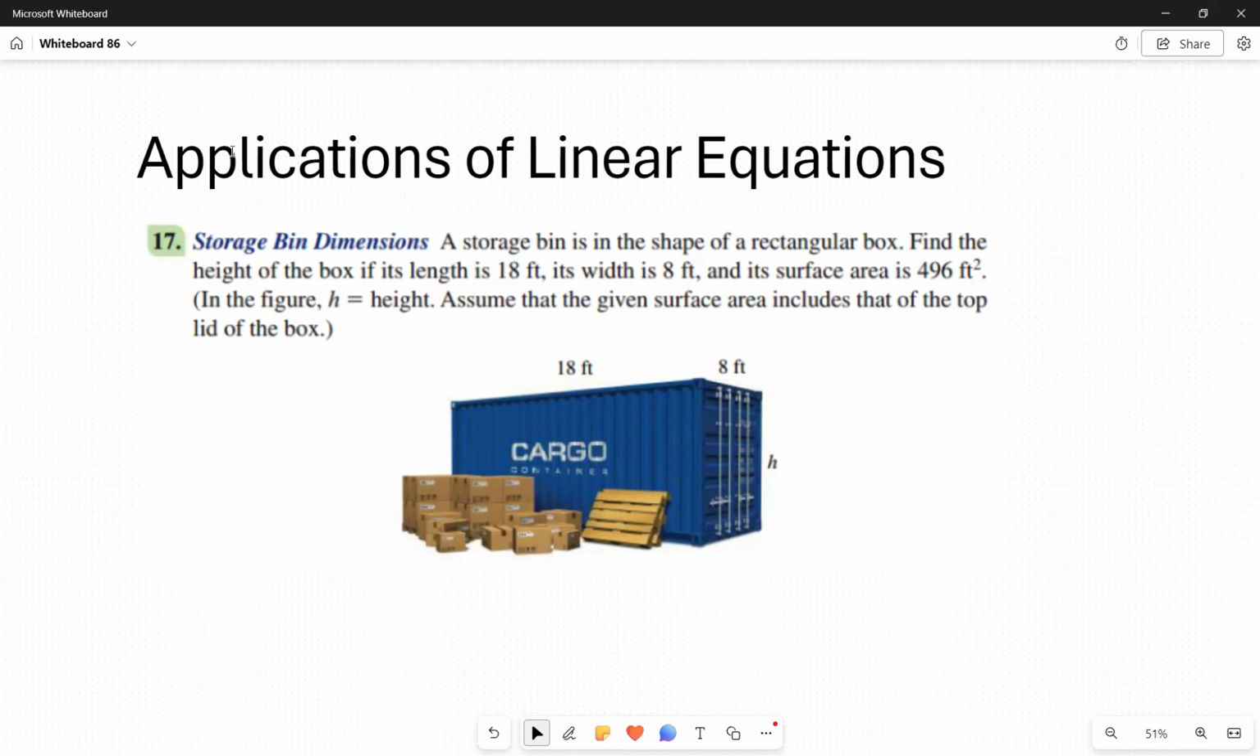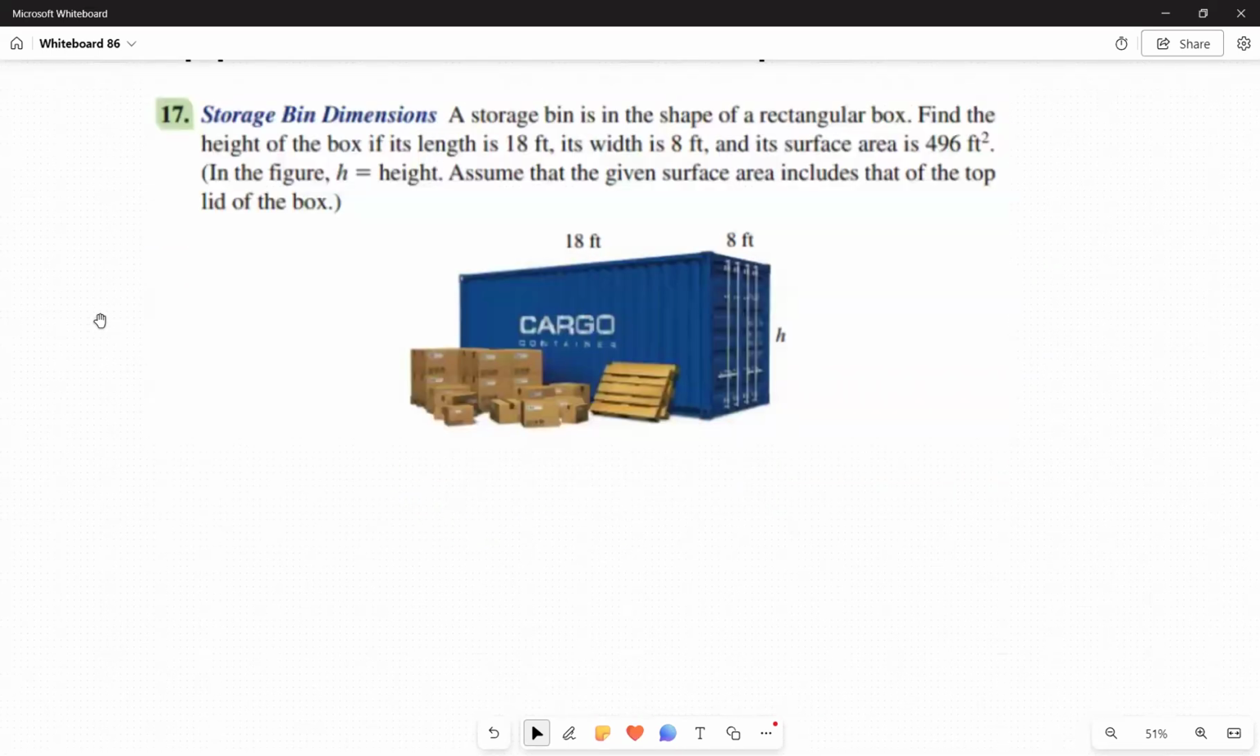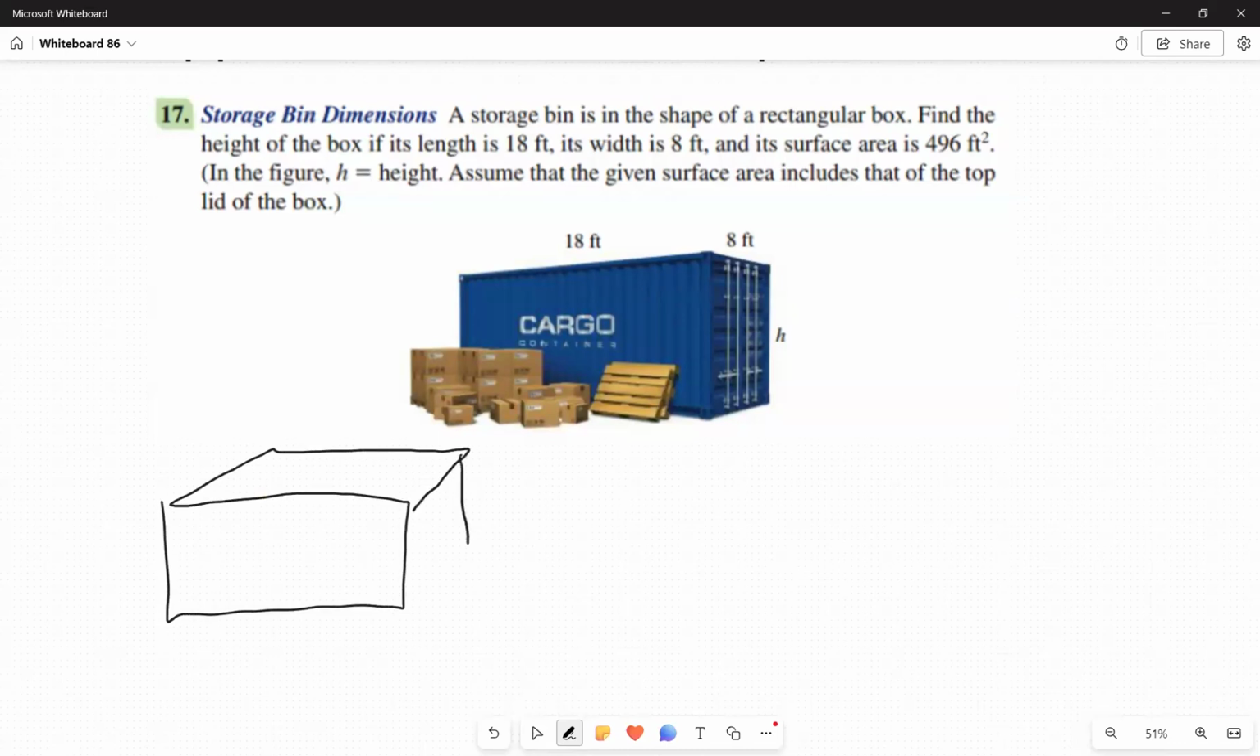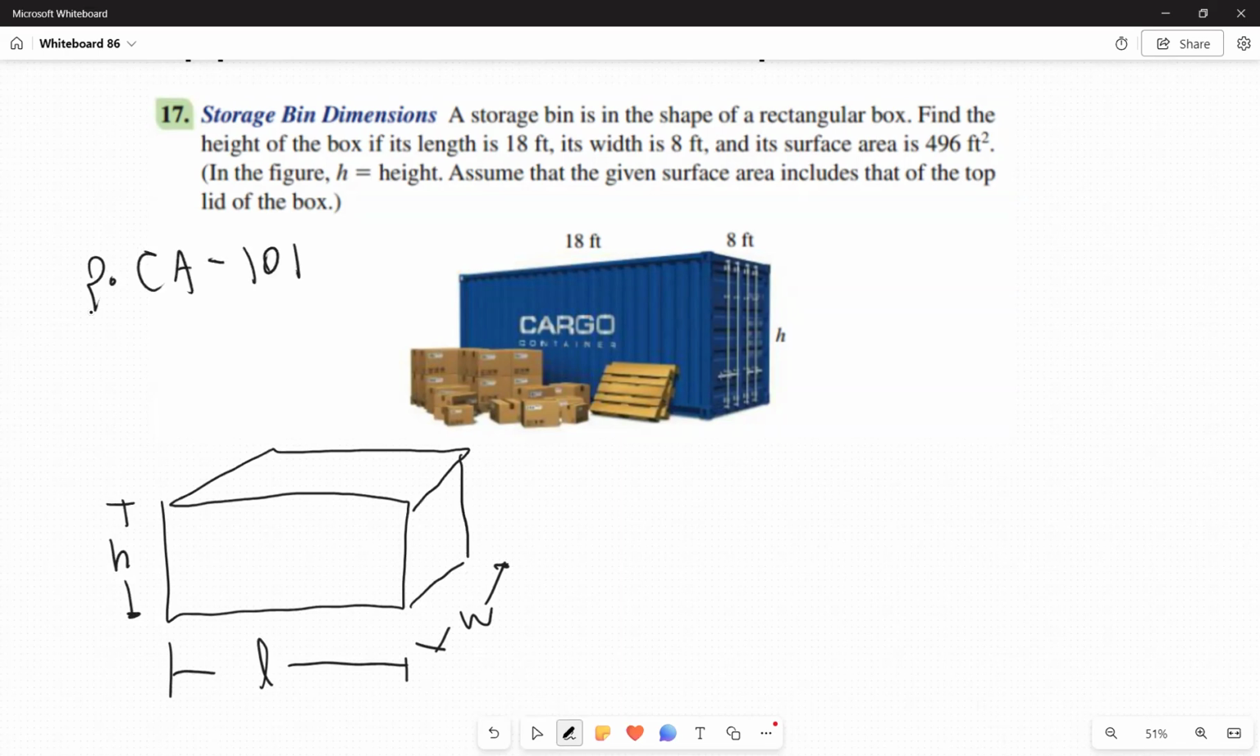For that, we need the volume of a rectangular solid. Let's say we have a solid with a given length, width, and height. The length of the solid is L, the width is W, and the height is H. And by the way, this is on page 101. So the volume is length times width times height.